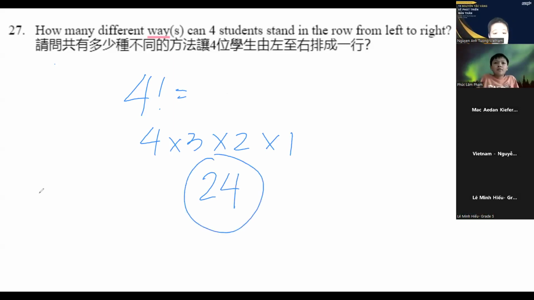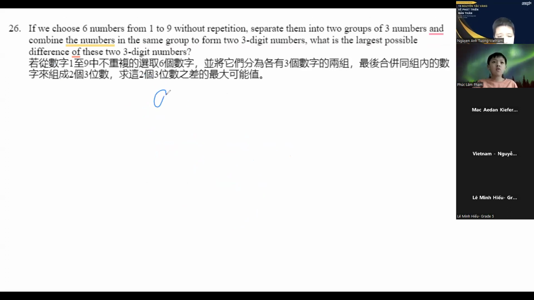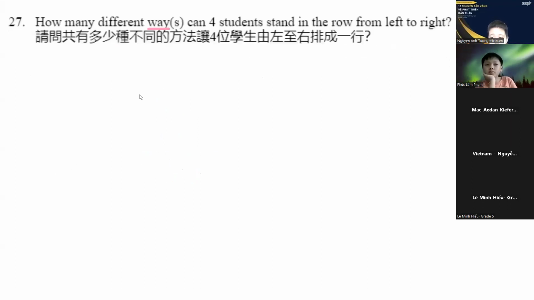Okay? Teacher, I have a question. What's your question? What's the answer at 26? The answer in 26 is just 864, because the biggest 3-digit number we can make is 987. The smallest is 123. Subtract them, you get, oh, sorry, 864. Okay? Okay, thank you.